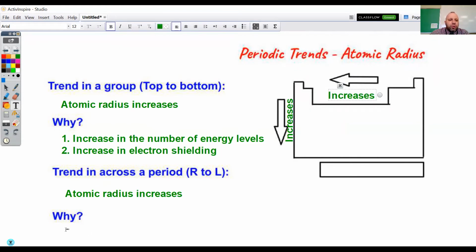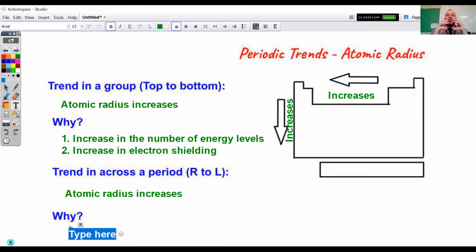And the reason for it is a little bit more complicated. So number one, you're not changing energy levels as you go across a period. If you look at an element like sodium that has 3 energy levels, and you go all the way across the table and look at an element like argon, that also has 3 energy levels. So there's no change in the number of energy levels.